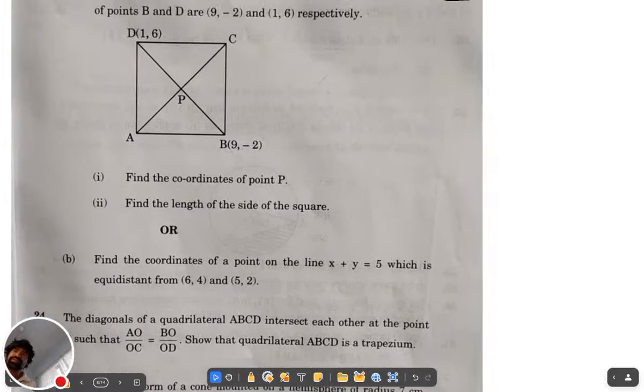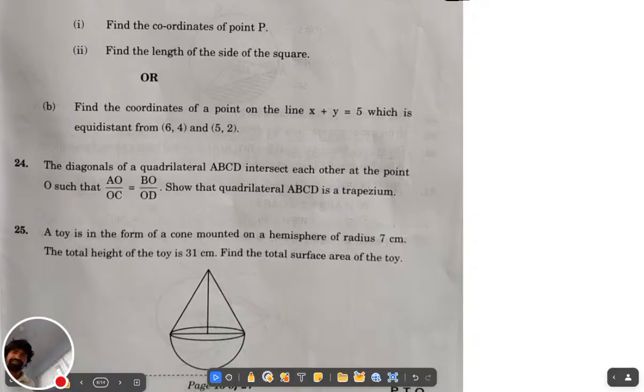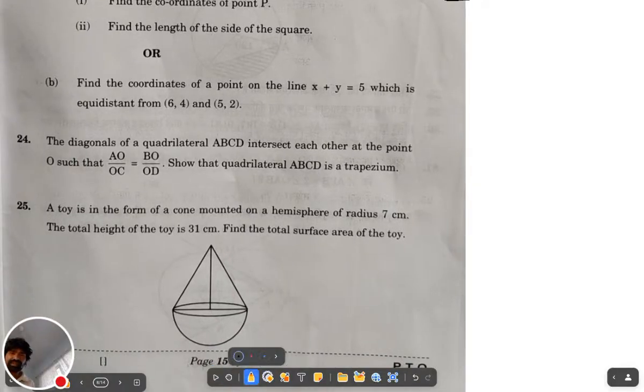Okay, 23rd B question. The 23rd B question is: find the coordinates of a point on the line x plus y equals 5, which is equidistant from 6 comma 4 and 5 comma 2. So we need to find a point which is on this line, meaning that point is the solution of x plus y equals 5, and that point is also at equal distance from 6 comma 4 and 5 comma 2. So let that point be x comma y.